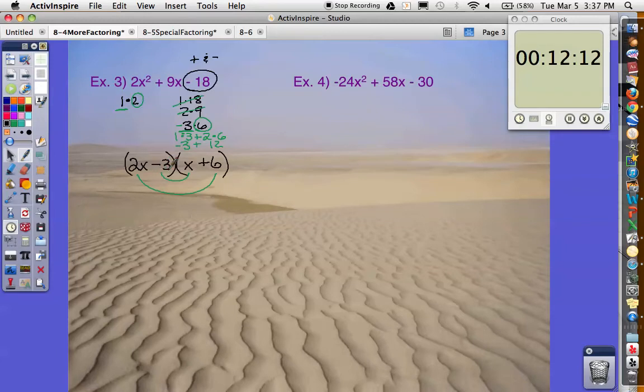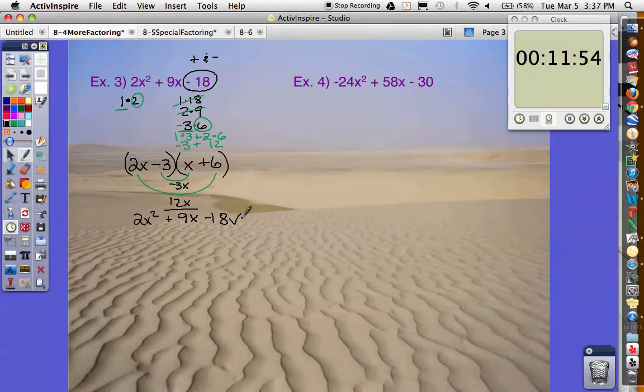There's your factorization. Let's check it. Inside term would give me negative 3x. Outside term would give me 12x. When we add this together, we would get a 9x. First term, 2x times x is 2x squared. And then last term, negative 18. So we're good. Let's try this next one.